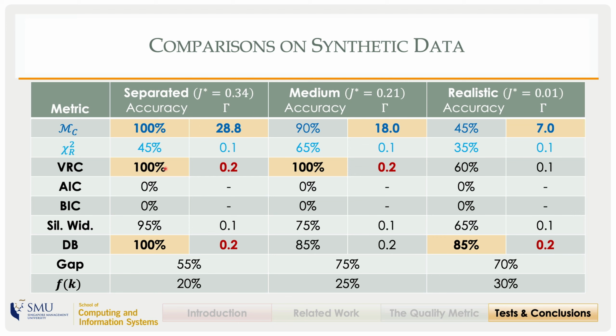And looking at other indices, VRC does extremely well in terms of accuracy. 100% for well-separated, 60% for realistic. But its peak is typically not that well defined. So it might be difficult to actually detect a peak, or the peak might shift statistically. There are other indexes like Davies-Bouldin index, which does extremely well for realistic, 85% of the time, but the peak also is very small.